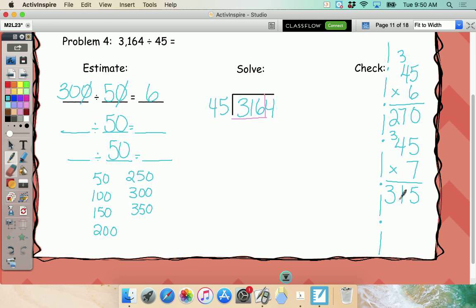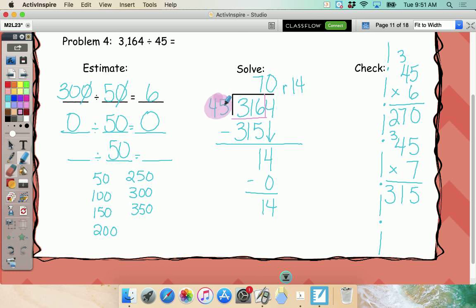Does the 7 work better? Yeah. Okay, Alan, where do I write the 7? On top of the 6. Oh, this is going to be a nice problem. Okay, which number over to the side is closest to 14 without going over? 0. You guys got this. We might even have time to check it. Grab your highlighters.